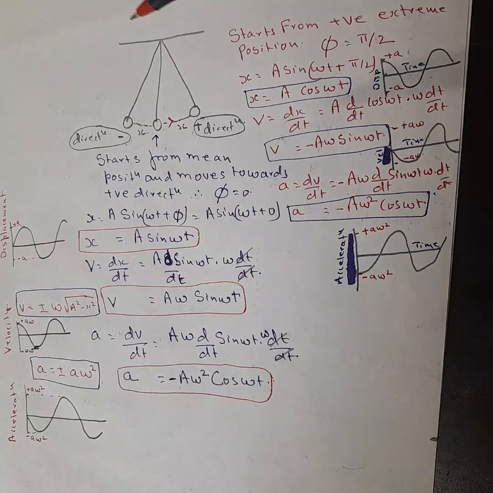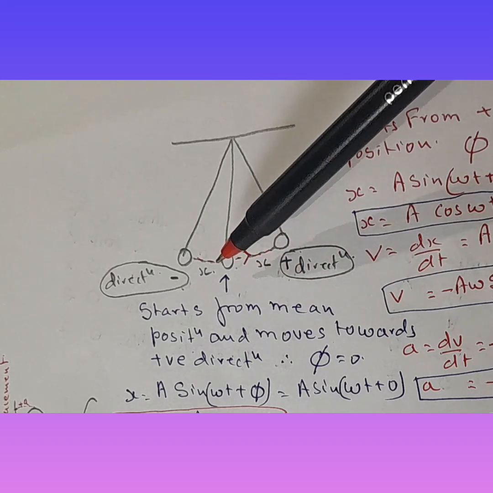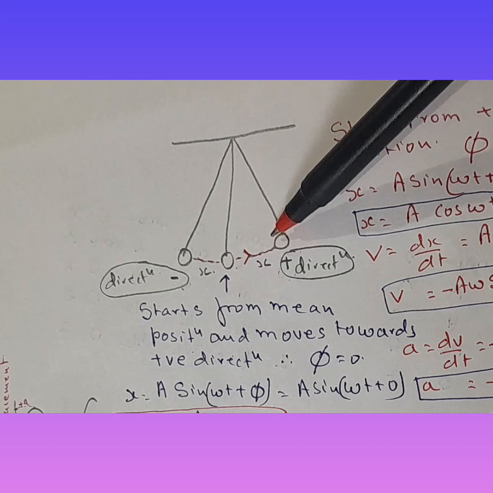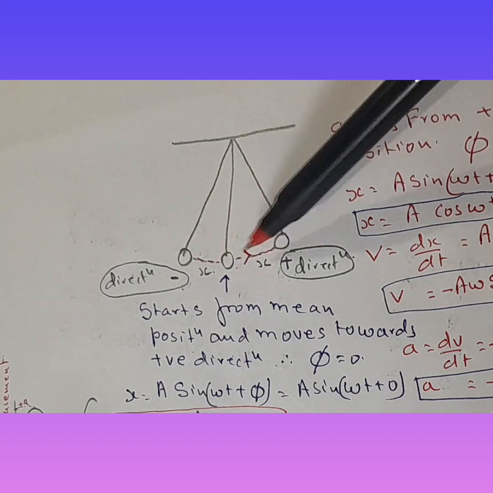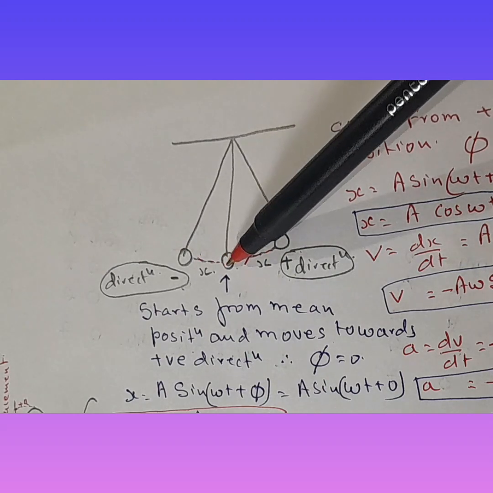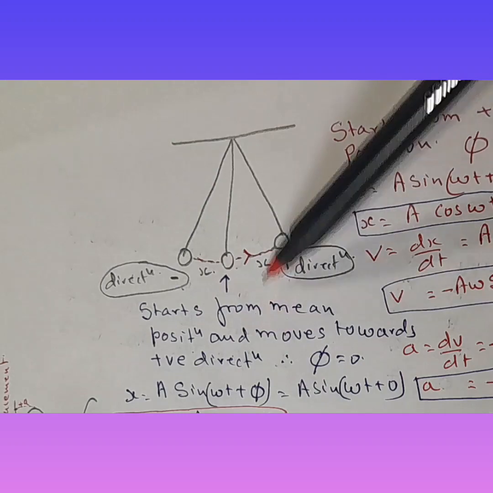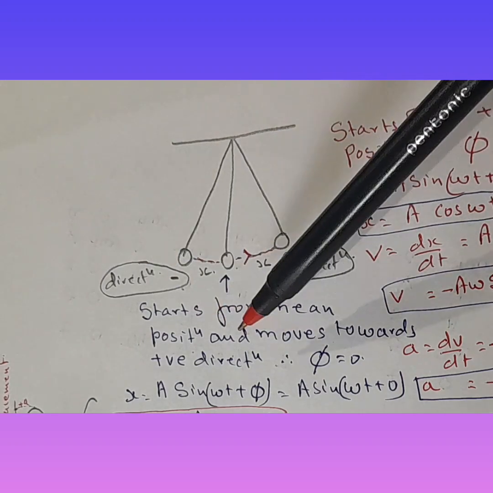Now let's try and understand what we have in this part of the video. Let's suppose that the simple harmonic motion begins from mean position, that is, it is starting from here and going this way, and then would be coming back here and then going this way and this way, completing a period, and that would keep on happening. So here it starts from mean position and moves towards positive direction. This is positive direction, this is negative direction.